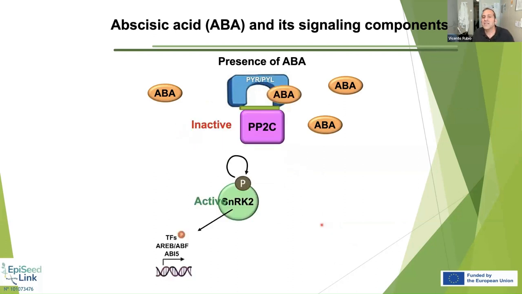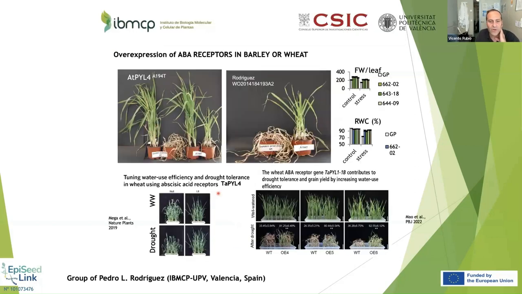So in the presence of ABA, the PYR/PYL ABA receptors are going to perceive the hormone. They are going to bind the molecule of ABA and are going to inactivate the PP2C phosphatases. So in the end, the SnRK2 kinases are going to be autophosphorylated and active to trigger phosphorylation of different ABA response targets: transcription factors, ion channels, and so on.